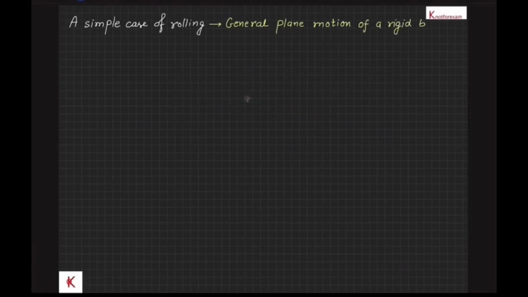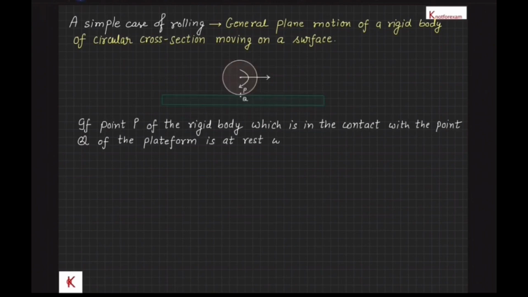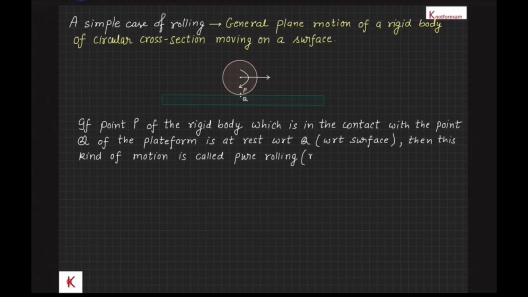A simple case of rolling which we are going to discuss now is the general plane motion of a rigid body of circular cross section moving on a surface as shown in the figure. If point P of the rigid body, which is in contact with the point Q of the platform, is at rest with respect to point Q of the platform surface, then this is called pure rolling or rolling without slipping. So in pure rolling, velocity of point P, Vp, is equal to velocity of point Q, Vq.